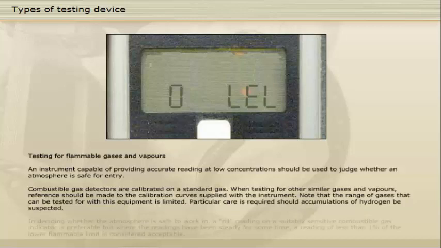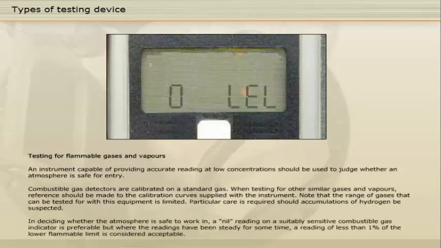In deciding whether the atmosphere is safe to work in, a nil reading on a suitably sensitive combustible gas indicator is preferable. But where the readings have been steady for some time, a reading of less than 1% of the lower flammable limit is considered acceptable.